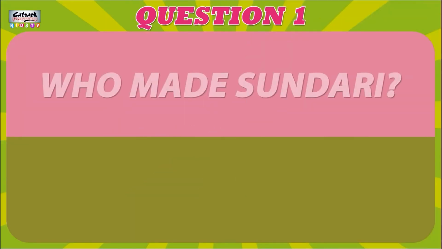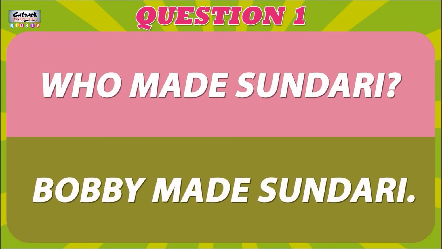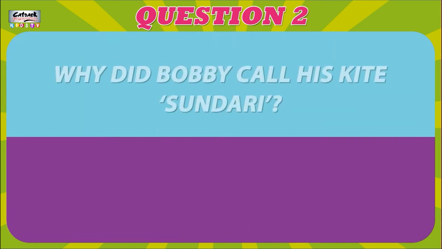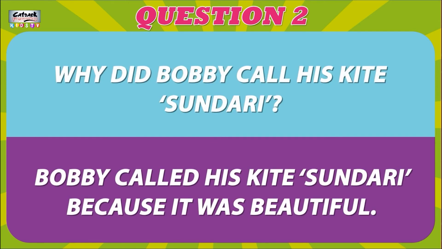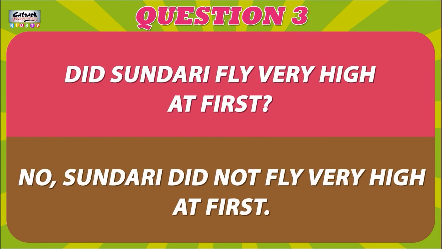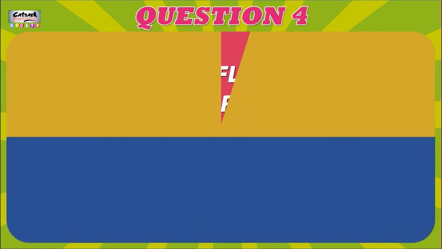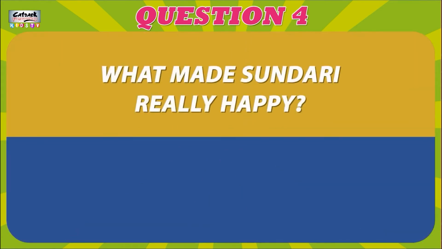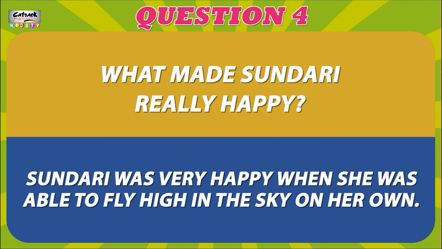Question 1. Who made Sundari? Answer. Bobby made Sundari. Question 2. Why did Bobby call his kite Sundari? Answer. Bobby called his kite Sundari because it was beautiful. Question 3. Did Sundari fly very high at first? Answer. No. Sundari did not fly very high at first. Question 4. What made Sundari really happy? Answer. Sundari was very happy when she was able to fly high in the sky on her own.